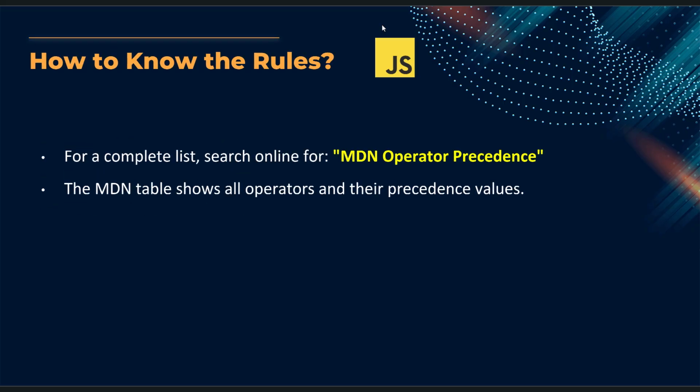And now there's a question. How do you know these rules? Well, you don't need to memorize them all. There's a great resource called MDN Web Docs. If you search for MDN operator precedence, you'll find a table that lists all JavaScript operators and their precedence value. Higher numbers mean higher precedence. They get done first. You'll see that multiplication and division usually come before addition and subtraction. Assignment operators, like equals and plus equals, usually have very low precedence, meaning they happen last, which makes sense. We usually want to calculate the full value before assigning it to a variable.